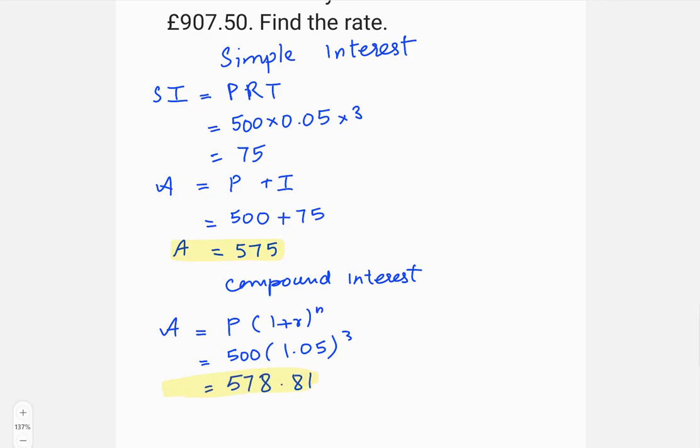Now you need to compare which one is giving you the bigger value. Which one of them is bigger? This one or this one? Obviously, you can see that 578 is bigger than 575. So you're gonna say the compound interest gives you the bigger value, the bigger amount.